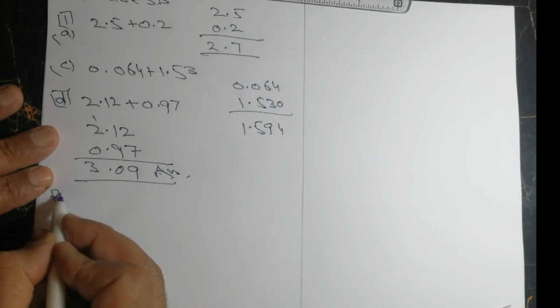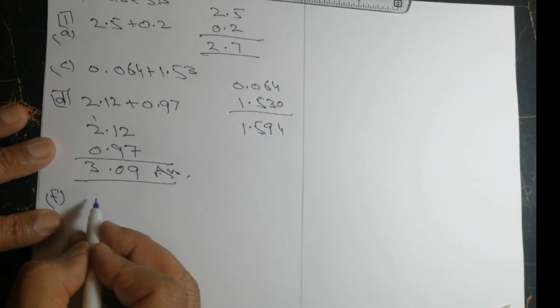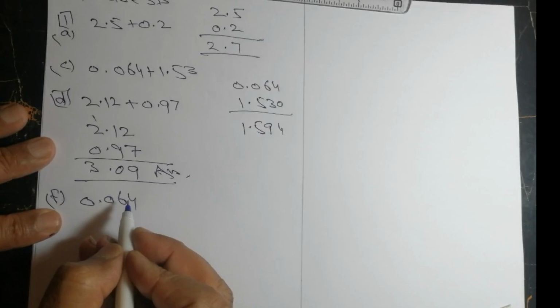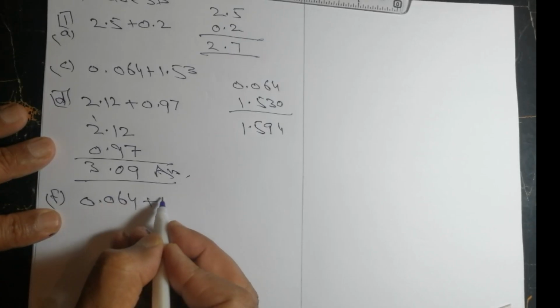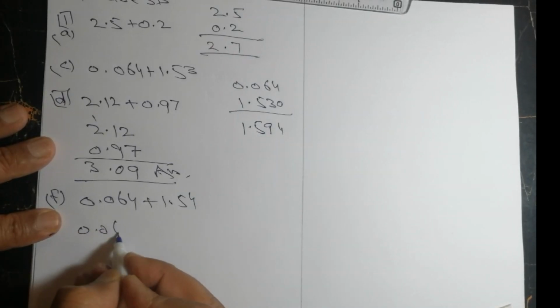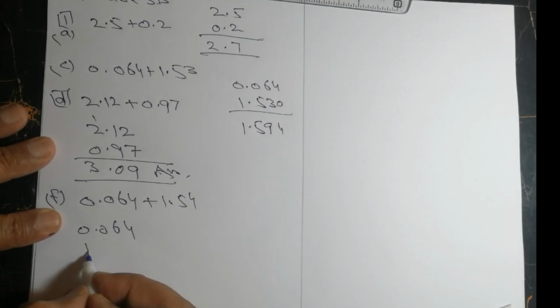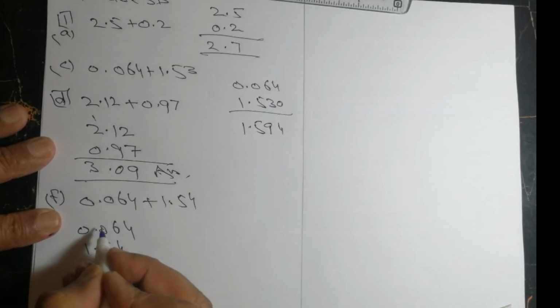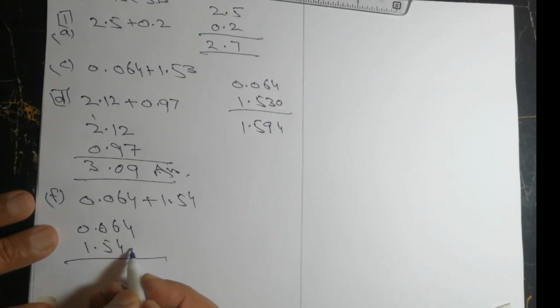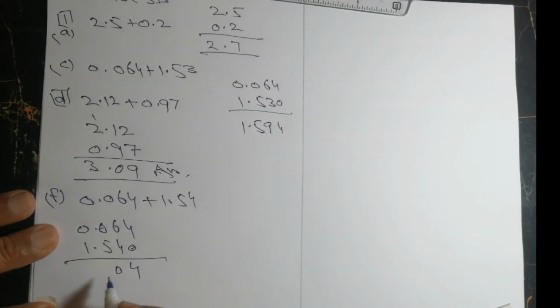Part F of this question, 0.064 plus 1.54. So 0.064 and 1.54, this is 0. So here we can place 0 because this is a decimal. 4, 10, this is 6, 1, this is the answer.